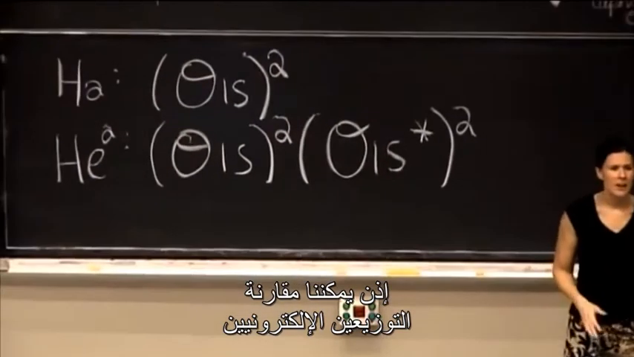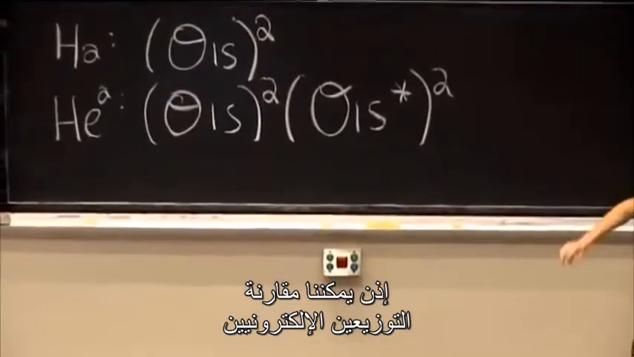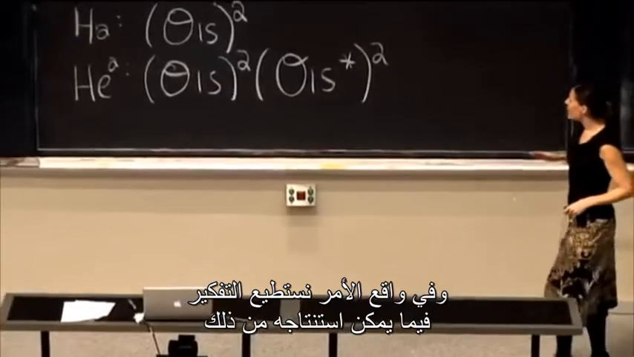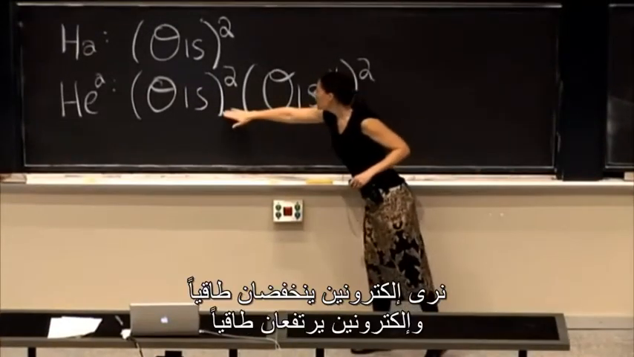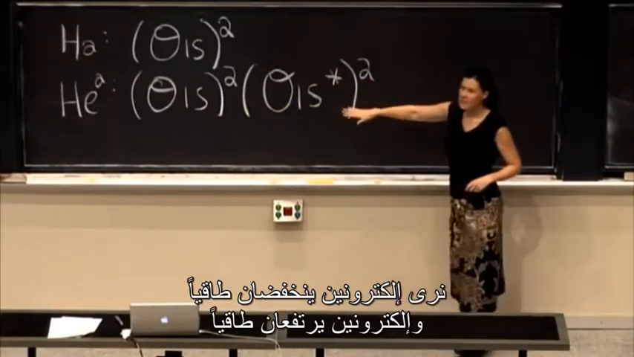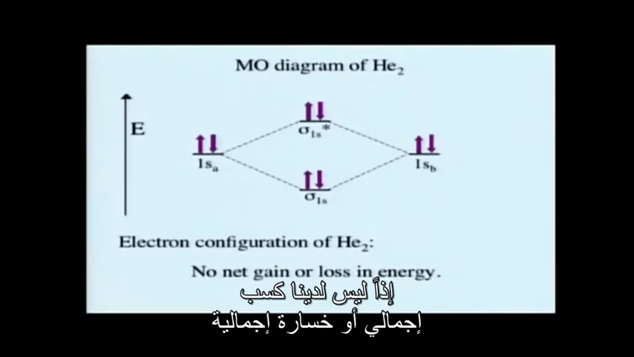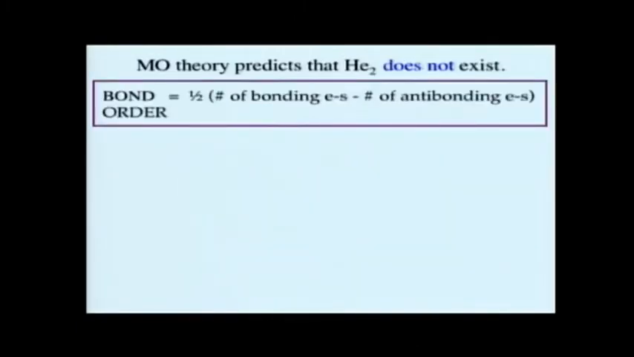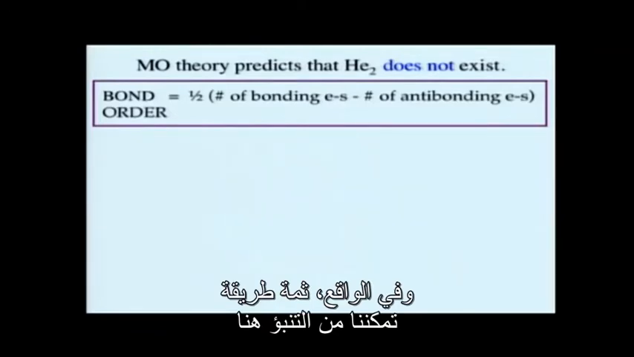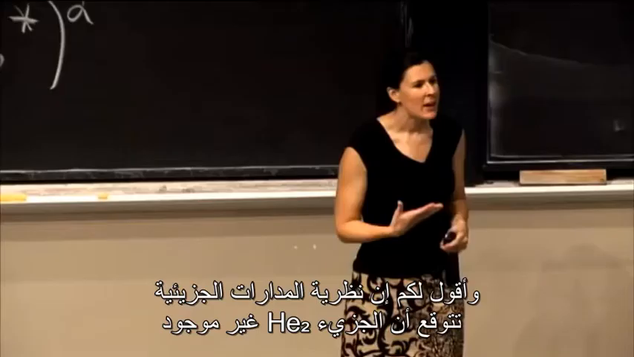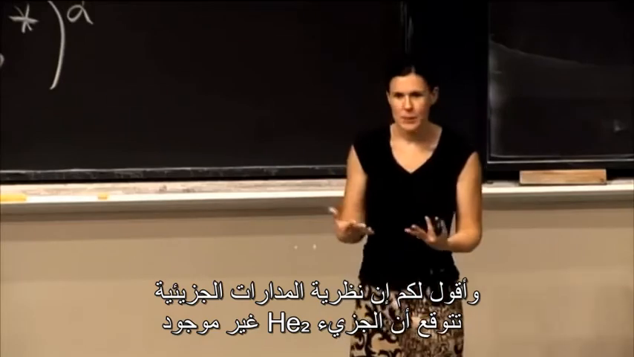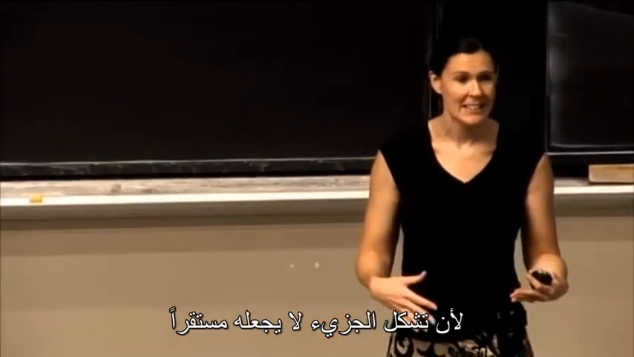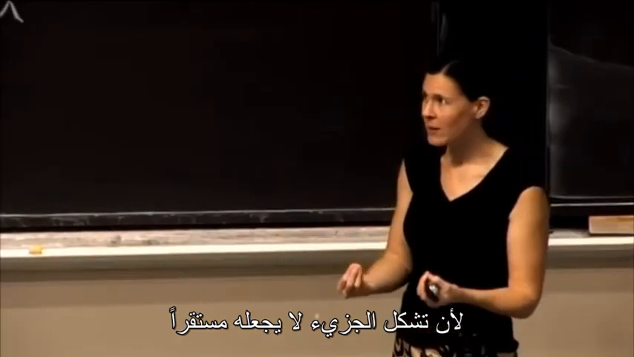So we can compare the 2 electron configurations, and we can actually think about what we figure out from them. And we see that 2 electrons are lowered in energy, 2 electrons are raised in energy. So we have no net gain or no net loss in energy for He2. And there's actually a way that we can make predictions here. What I'll tell you is molecular orbital theory predicts that He2 does not exist because it's not stabilized in terms of forming the molecule.